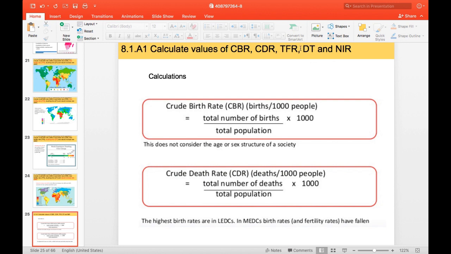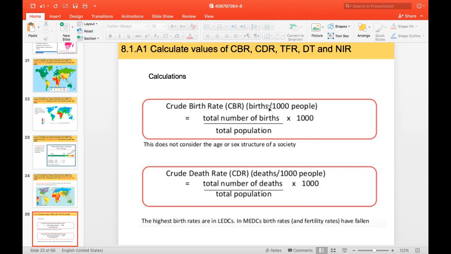Going to show you how. Again, CBR, crude birth rate, CDR, crude death rate, TFR, total fertility rate, DT is demographic transition, which is how population is changing depending on the geographical situation, and NIR, that is natural increase rate. Calculation. So it's a formula that is not complicated.